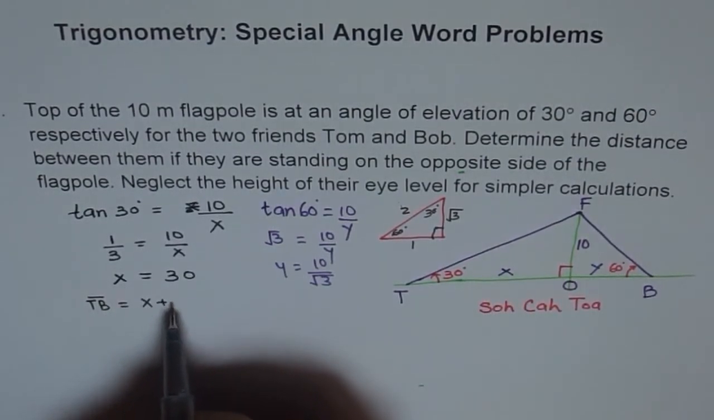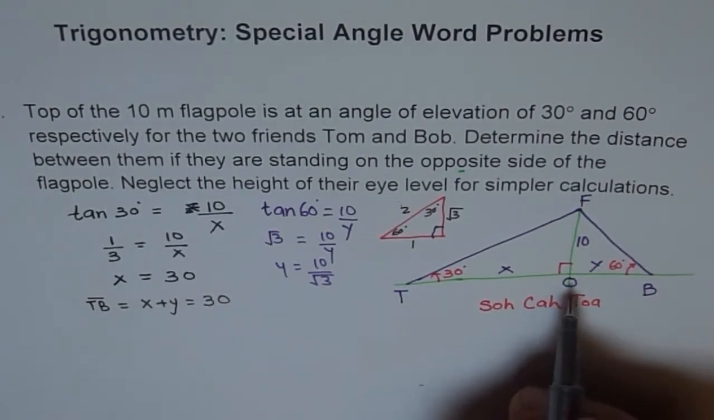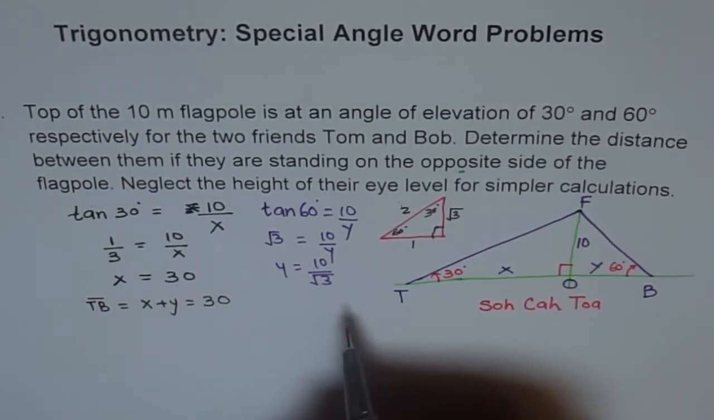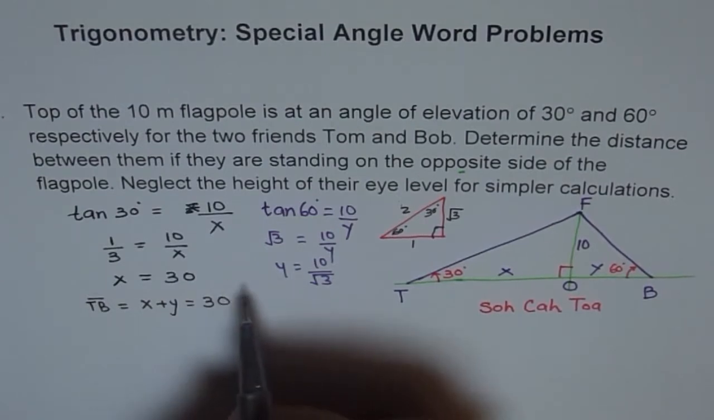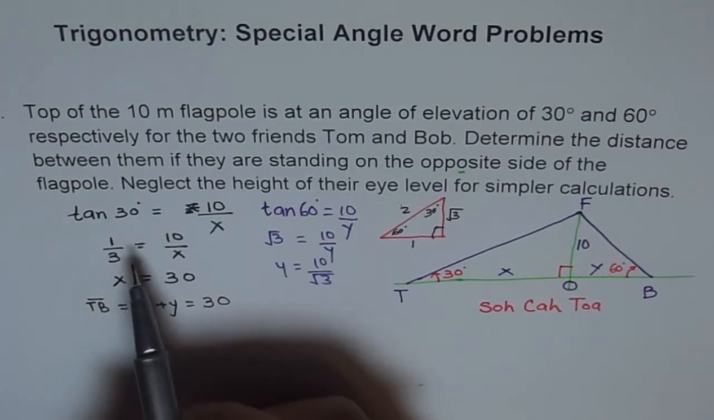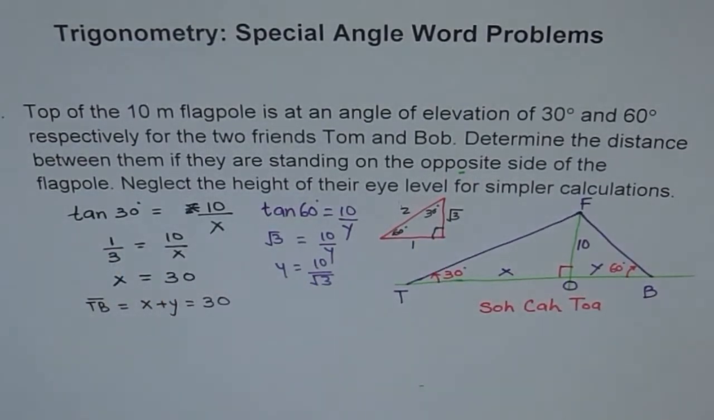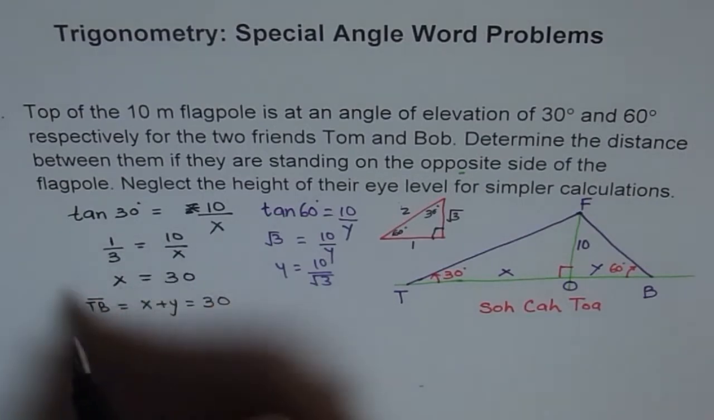x plus y, and x is 30 for us. And how much is y? Y is... oh, I think I did some mistake here. Tan of 30 degrees is 1 over square root 3. Sorry, I have just wrote 3 there, and that made it different.